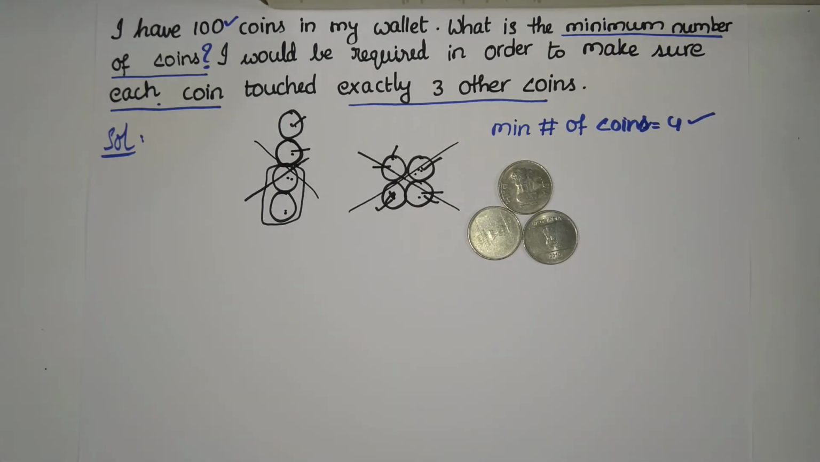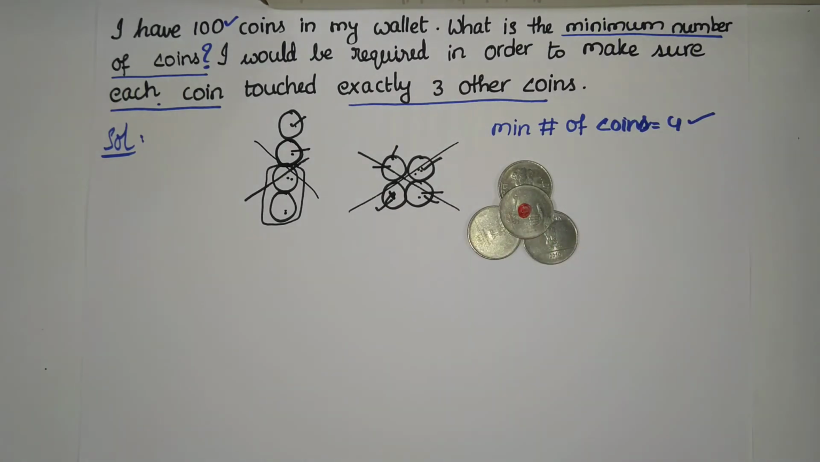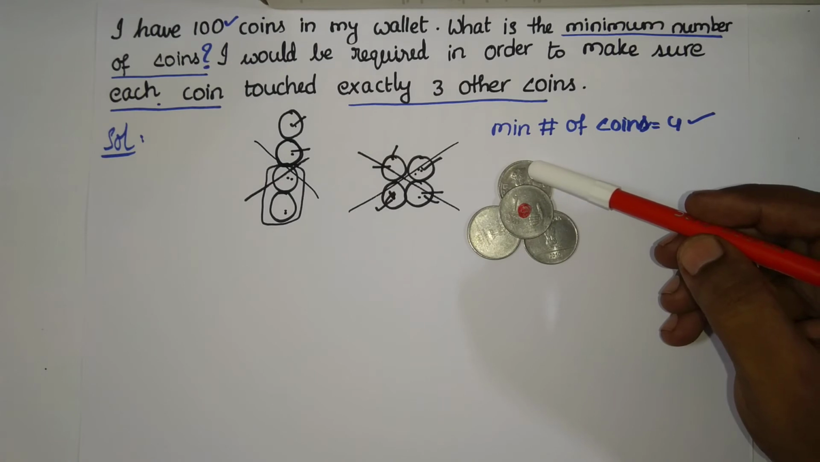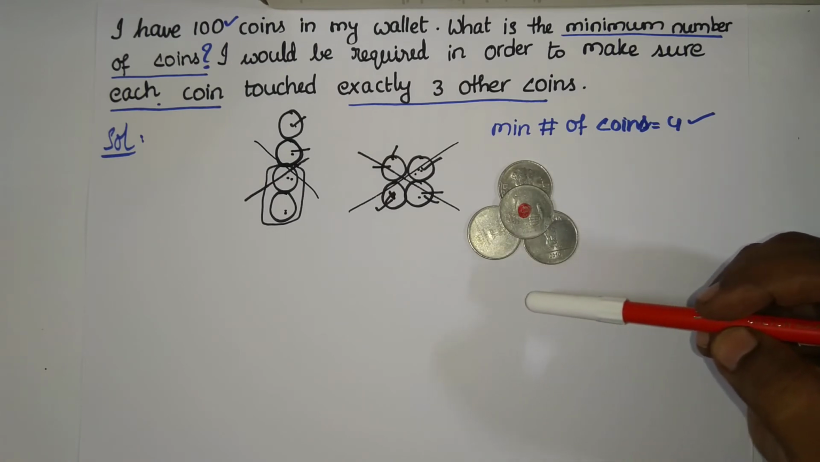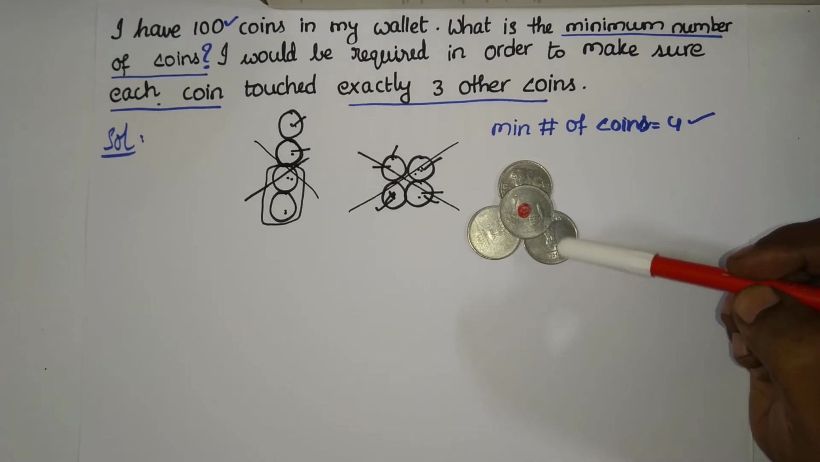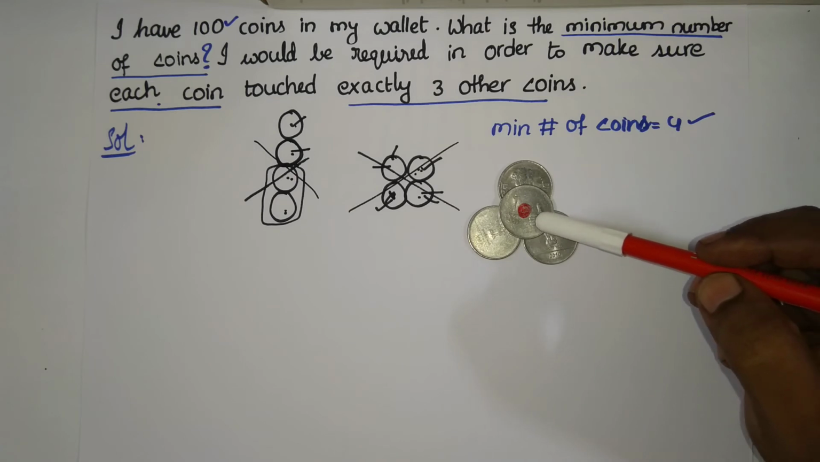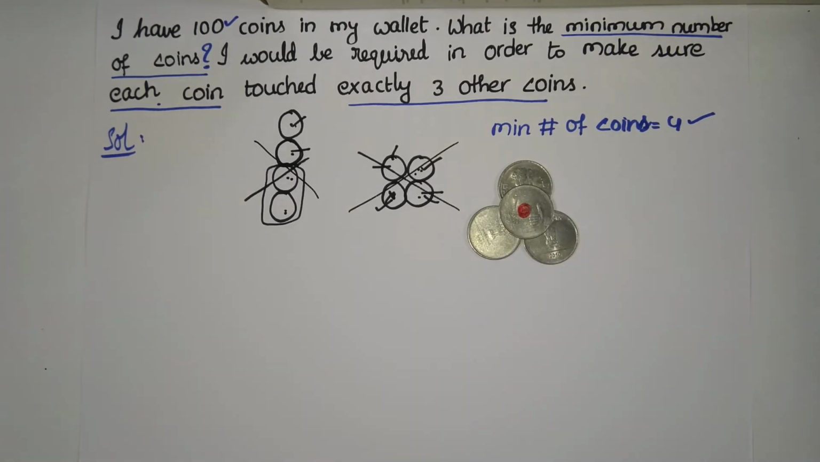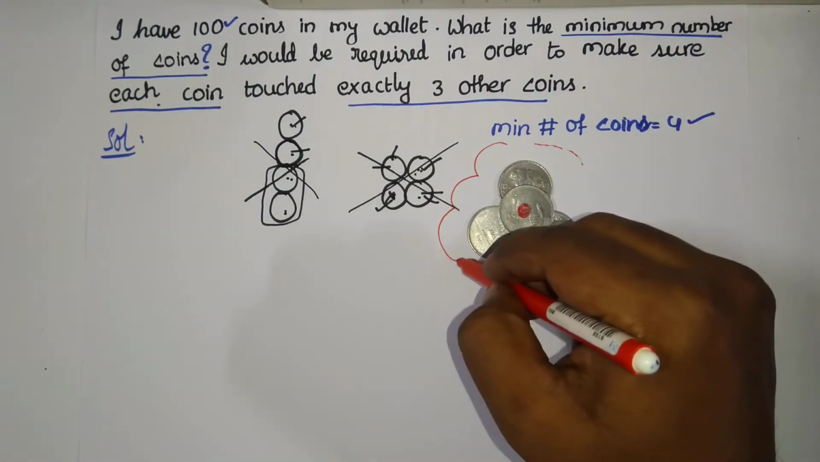Now if I put one more coin on top of these 3, what happens here? This coin is in contact with coin number 1, 2 and 3. Similarly, the other coins are each in contact with all 3. This is the only arrangement we have now.